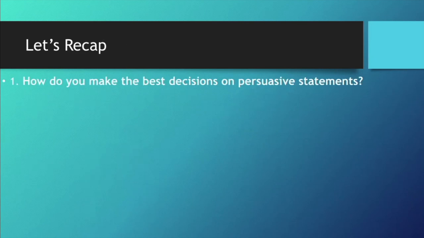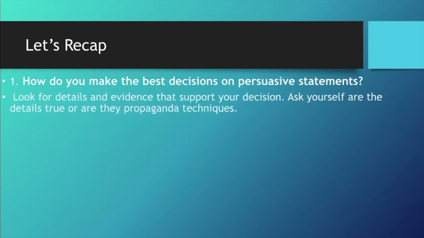Now, let's recap. Very short and quick lesson. Question number one. How do you make the best decisions on persuasive statements? Anybody care to share? Well, if you said, look for details and evidence that support your decision, then ask yourself, are the details true or are these propaganda techniques? You're correct. That's how we go about making the best decisions on persuasive statements.